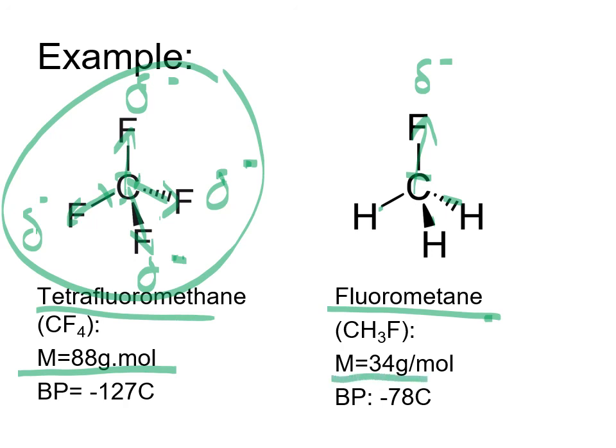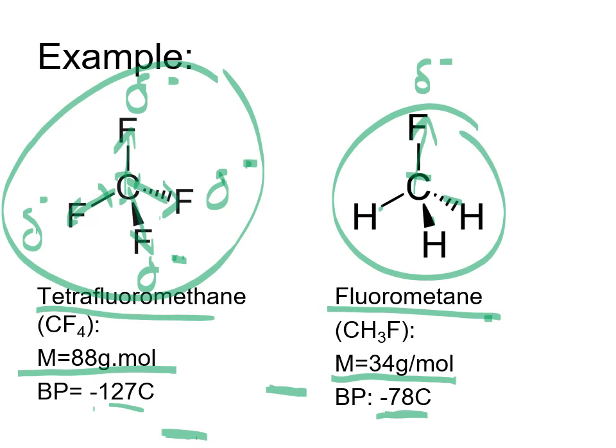And again, a relatively small molecule, so not a huge amount of London forces. But if you look at the energy it takes to get this guy apart, this is at negative 78, which is much higher than this negative 127. This molecule takes a whole lot more energy to separate from its friends because it has some polarity built into it. So this carbon ends up with a slightly positive charge, and if you had a whole bunch of them, they would have more polarity attracting each other, holding the substance together, than the tetrafluoromethane would.